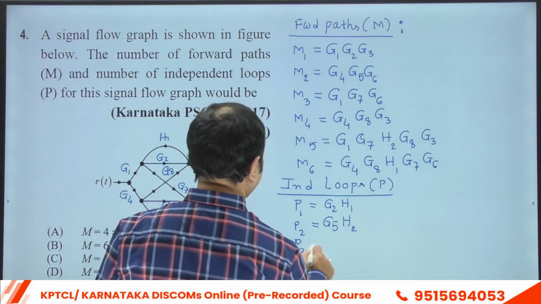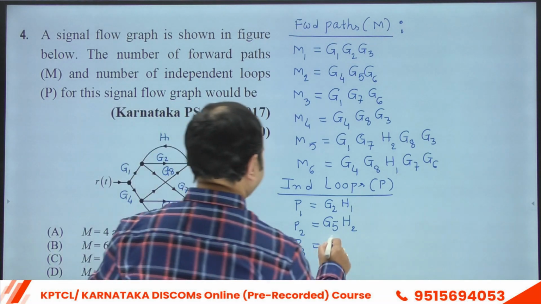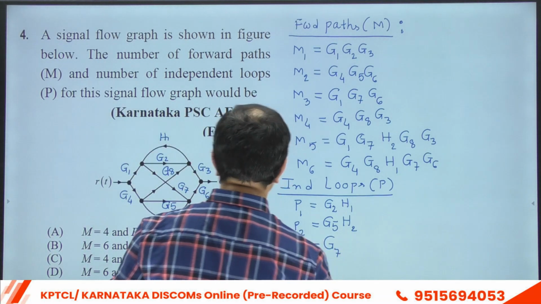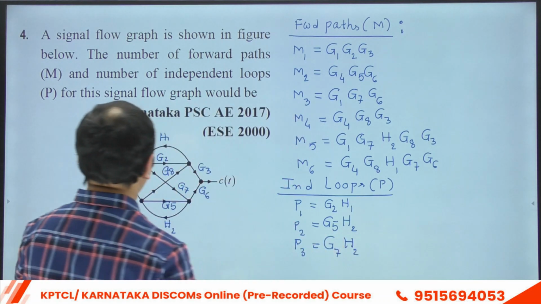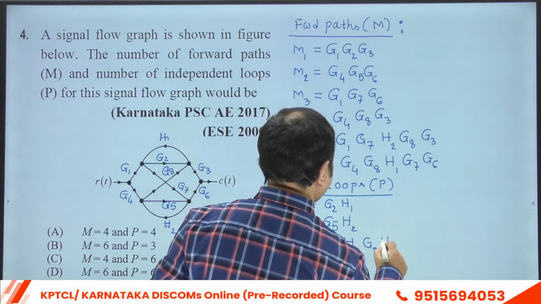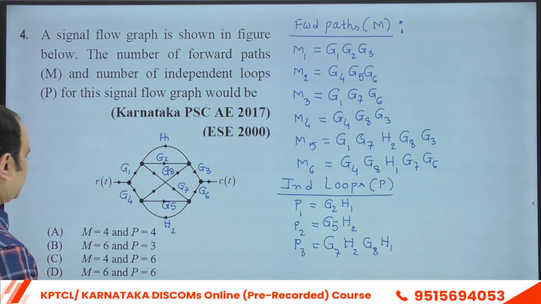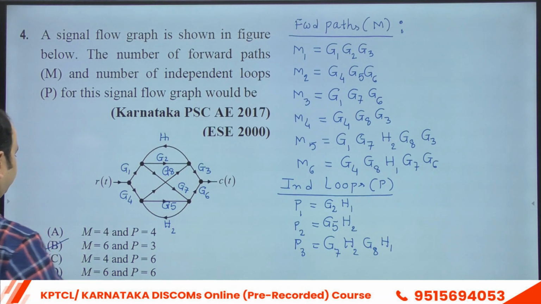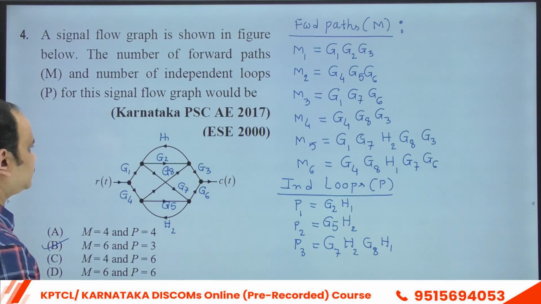The third loop is G7 H2 G8 H1. So there are three possible independent loops. Therefore, option B is the correct answer for this question.